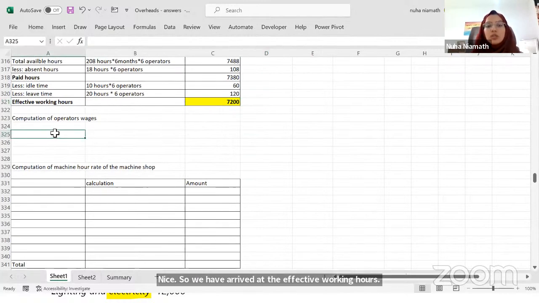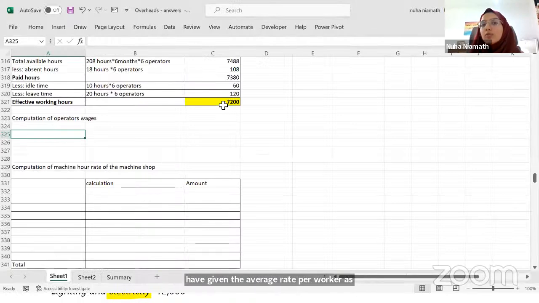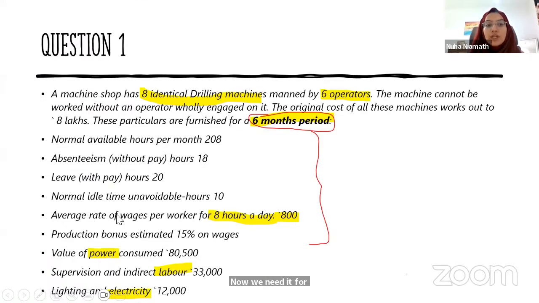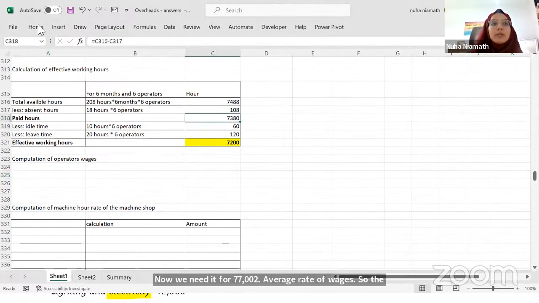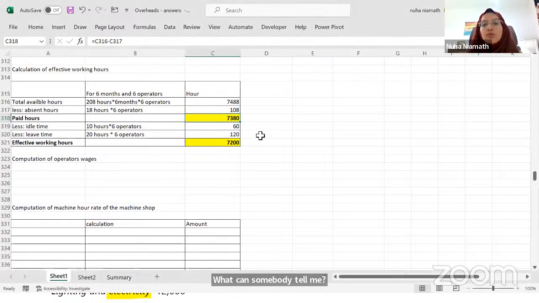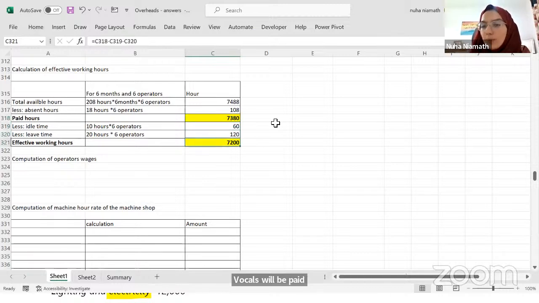Now, another working note that I had told you was that we have been given the average rate per worker for 8 hours a day, right? Now we need it for 7,002, sorry, average rate of wages. So the wages is paid for 8 hours at 800 rupees. But can somebody tell me whether the hours for which the workers will be paid is 7380 or 7200?